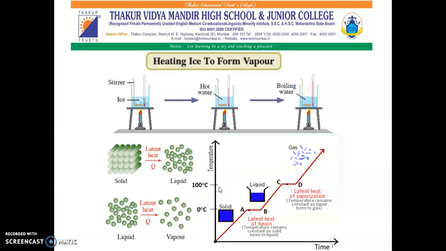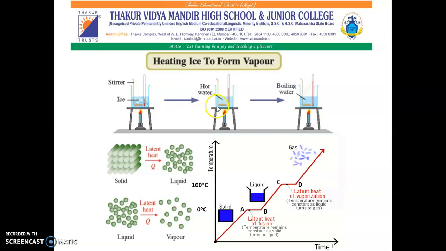Now, let us understand latent heat with the help of an experiment. As shown over here in the picture, take a few ice pieces in the glass beaker. Insert the bulb of the thermometer in ice and measure its temperature. Put the beaker on the stand and heat the ice using the burner. Record the temperature using the thermometer after every minute.